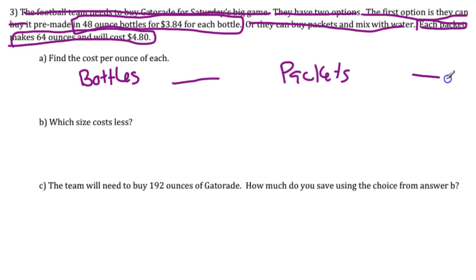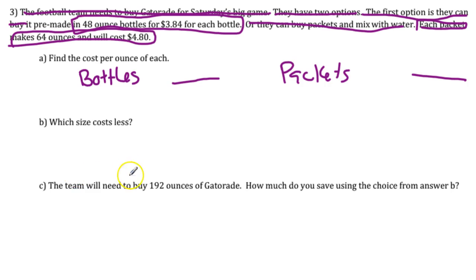Alright? Alright, there you go. Remember, per, that means something. Is that multiply, divide? What are you going to do? Which side costs less? Right, you need to find out the bottles and the packets, compare them, which one's going to cost less per ounce.